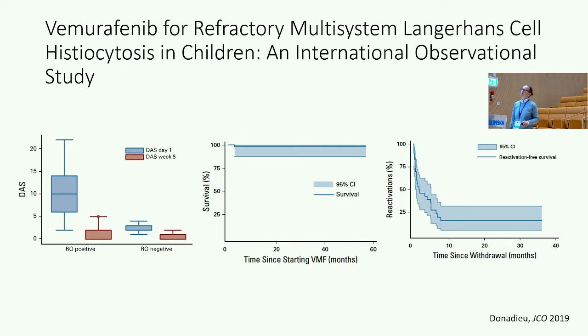And you can see that most patients respond quickly. So after 8 weeks, the disease activity score is much, much lower. Survival is almost 100%, but you can see withdrawal. If you stop the inhibitor, most patients relapse, so that's a huge problem.